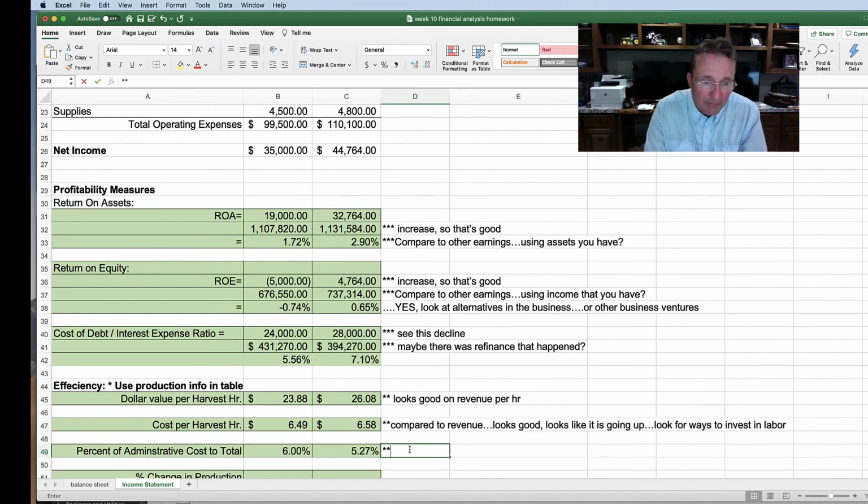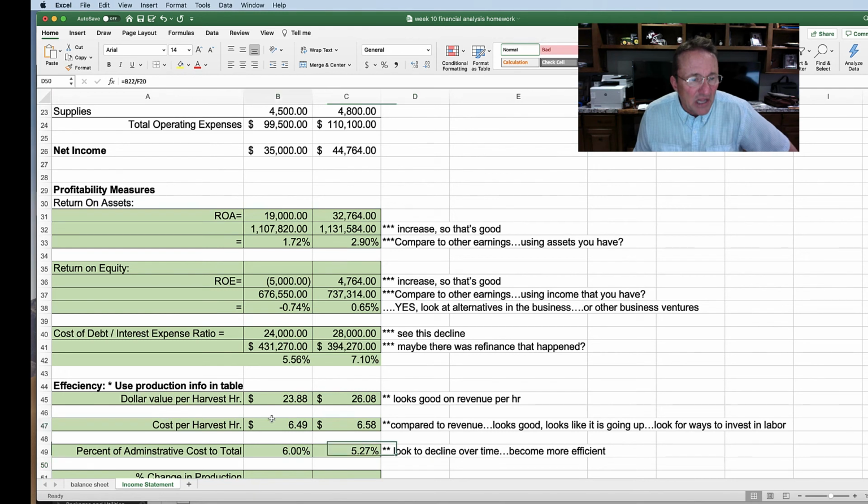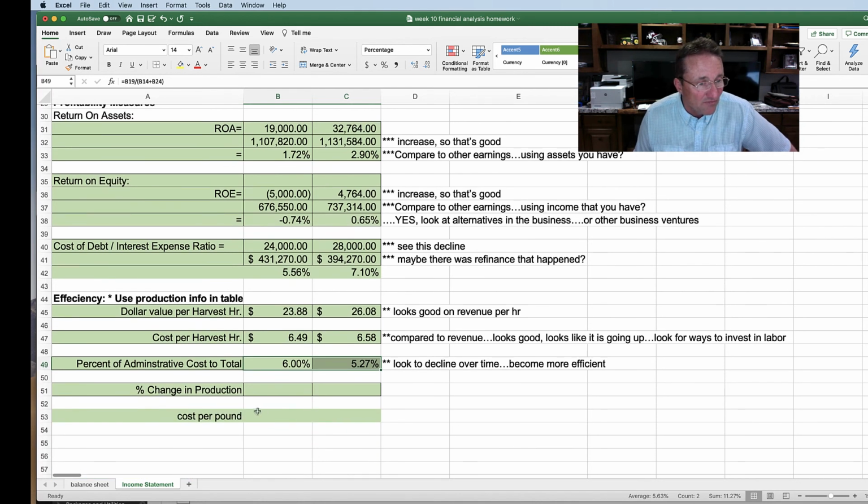So this is good. I'm looking for this to decline over time. I need to become more efficient in my management. I might spend more money on labor. That's fine because that's earning me more money back. But I don't want to spend as much money on that. I want that to get efficient over time.